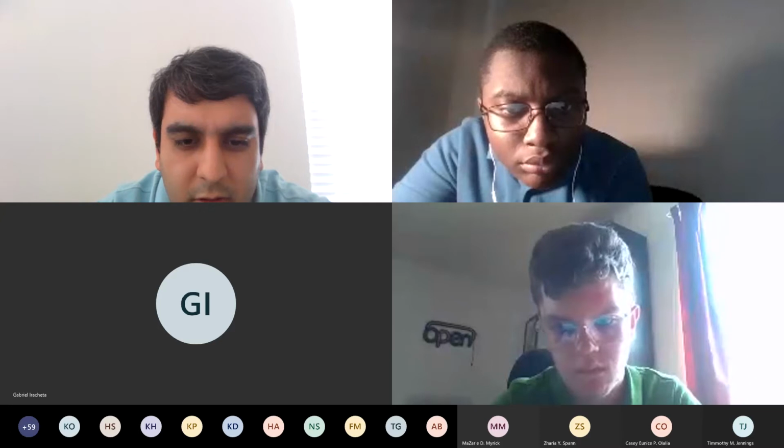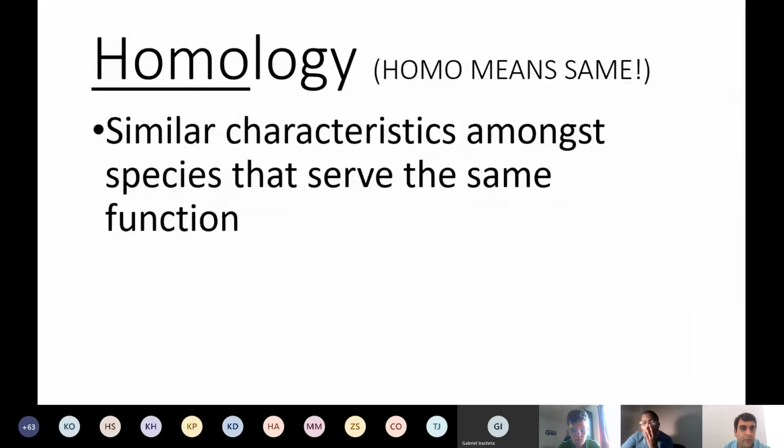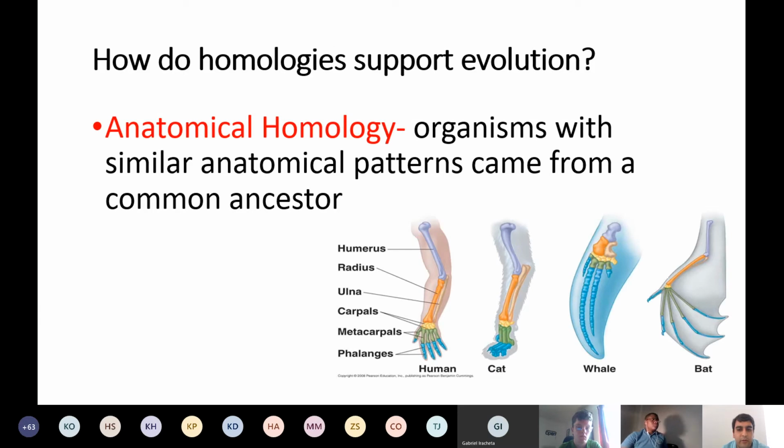Let me get to this thing, homology. Okay, let's quickly recap all the things that we did. So when we're talking about homology, the important thing to remember is homology means similar characteristics among species that serve the same function. I know it sounds silly, but the prefix homo in Latin means same. So with homology, we're looking at same things, similar characteristics. Like I showed you earlier with all these different bones, they all have the same bone pattern. Right, you kind of see how it squishes and moves depending on the function of various appendages.